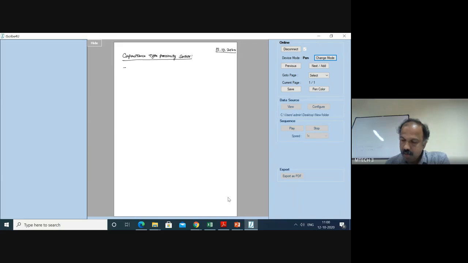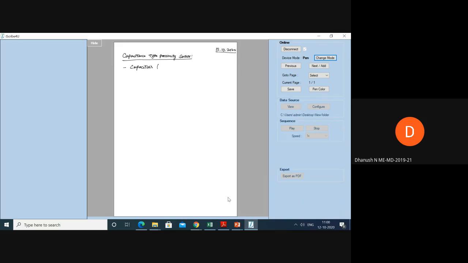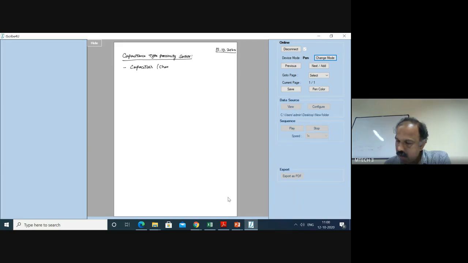Now I told you we have the capacitor. What are capacitors? Tell me quickly. They are charge carriers, sir. Okay, they are called charge carriers. That is nothing but capacitance. So the capacitance C of a capacitor. Now we know the basic equation.